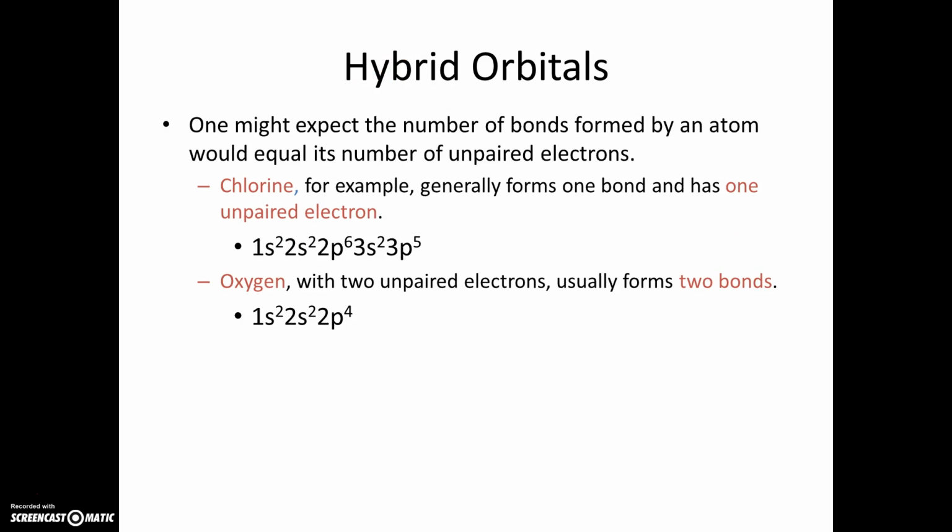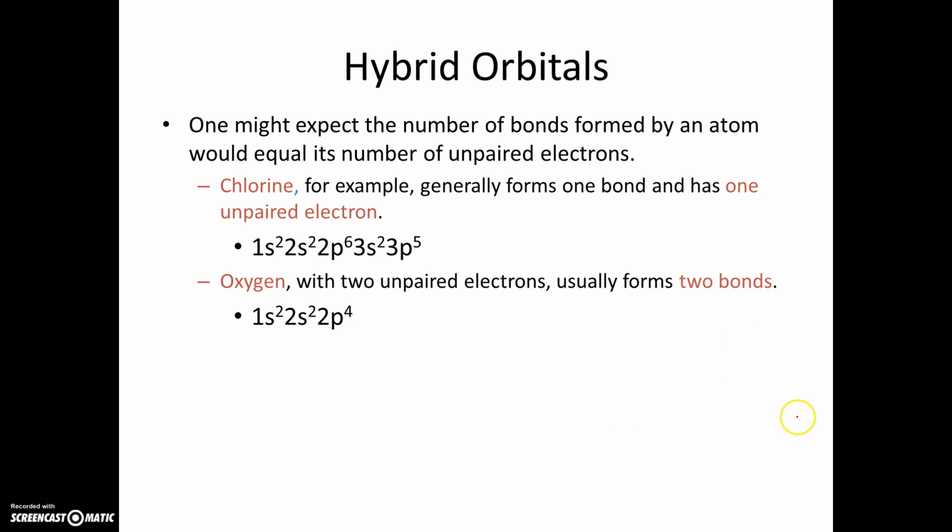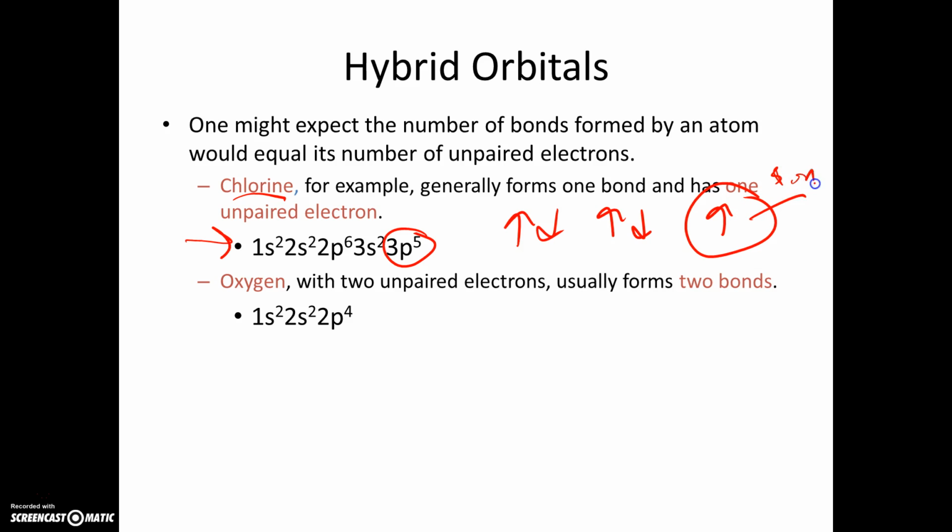Normally when you're making bonds, you might expect the number of bonds formed by an atom to be equal to the number of unpaired electrons. For example, if you look at chlorine, here I have the electron configuration. It ends in 3p5, which means the p block has one unpaired electron. If it has one unpaired electron, it makes sense it would make one bond.